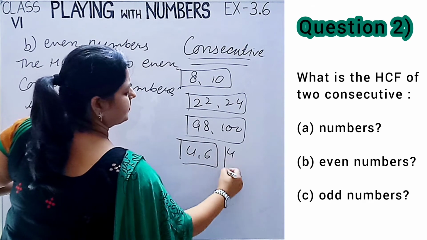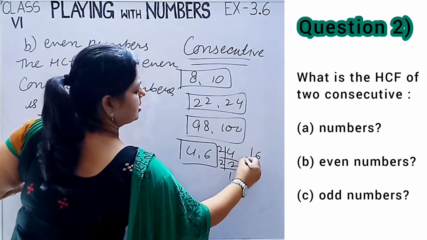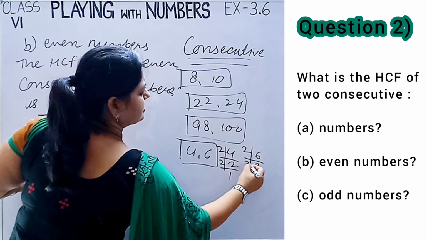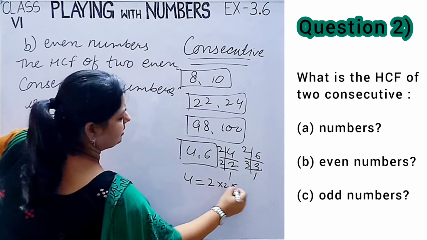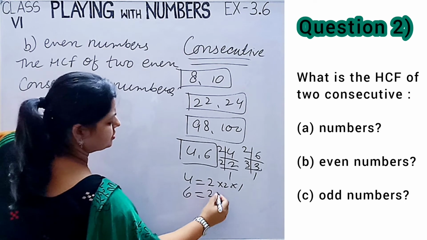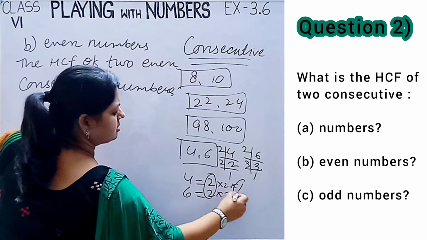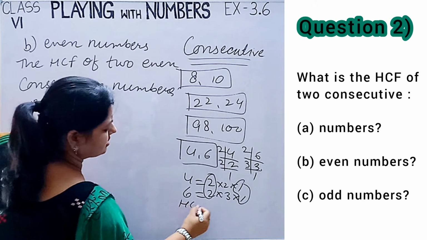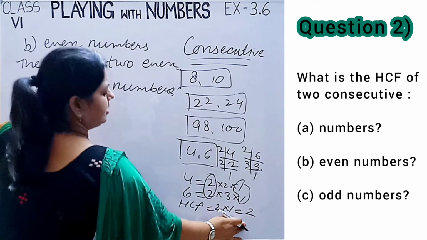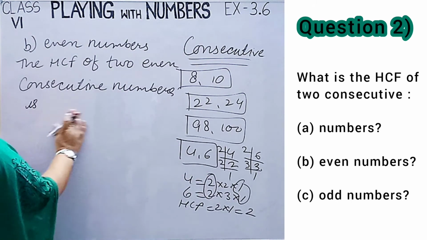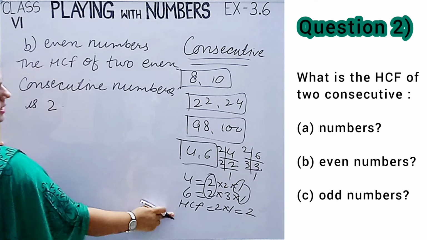So 4, 2 2s are 4, 2 1s are 2, 6, 2 3s are 6, 3 1s are 3. So 4 is equal to 2 into 2 into 1, 6 is equal to 2 into 3 into 1. So 2 is common here, 1 is also common. So HCF is equal to 2 into 1, it means 2. Here the answer is 2.